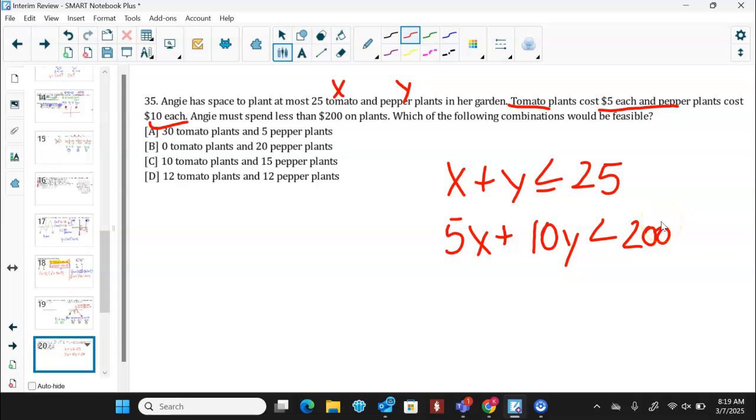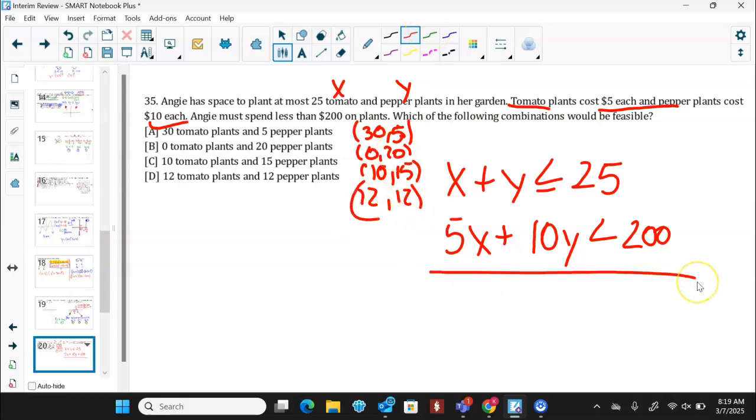And then I use these points right here. So 30 and 5, 0 and 20, 10 and 15, and 12 and 12. And I plugged it into the second equation, which is this one right here, because I want to make sure that it's less than $200. So she spends less than $200.